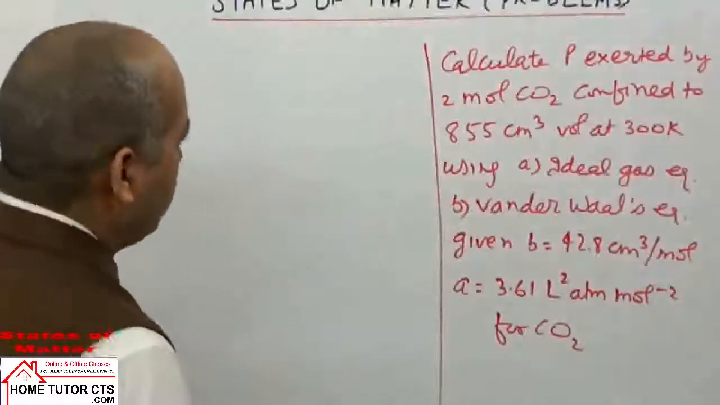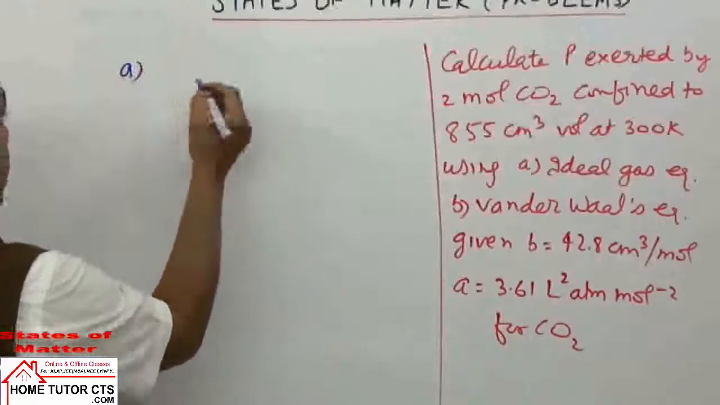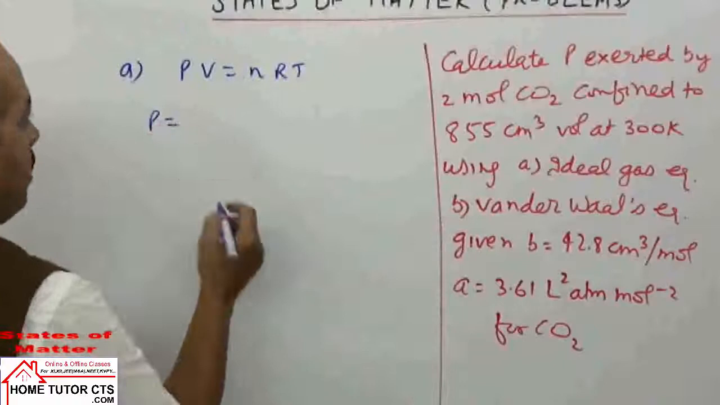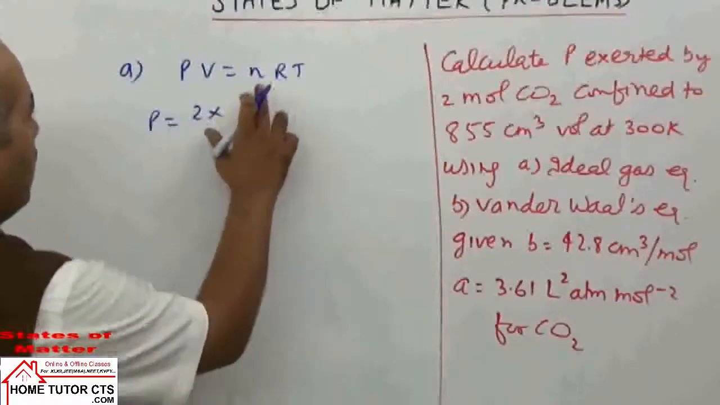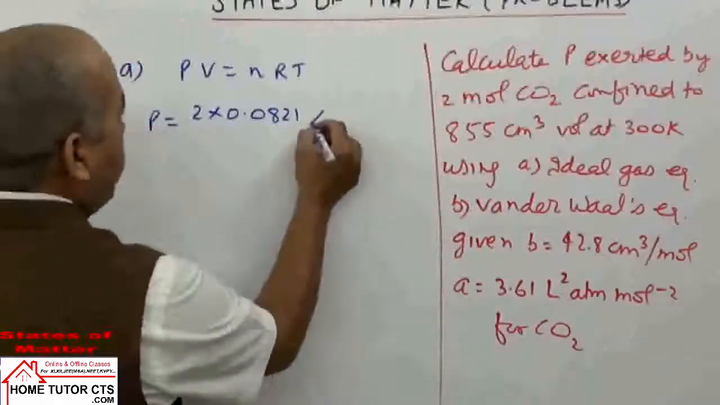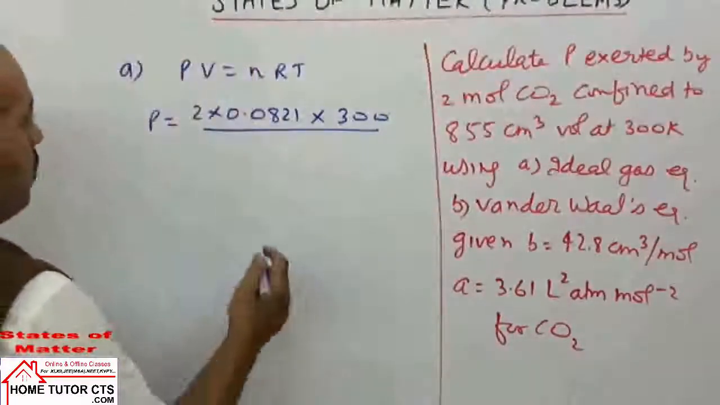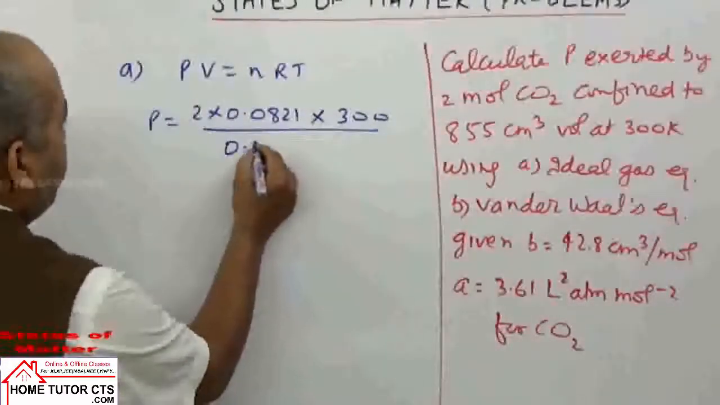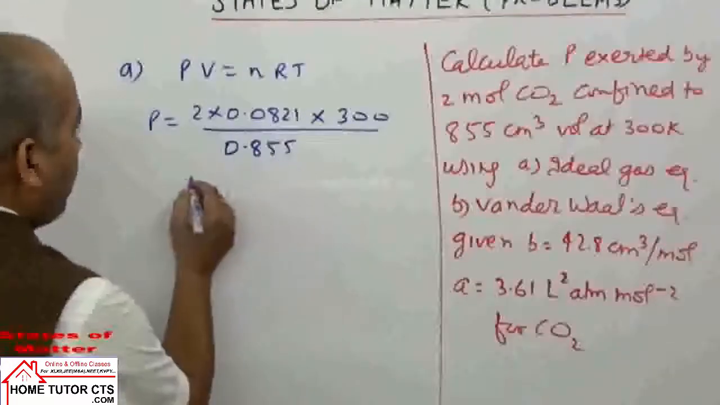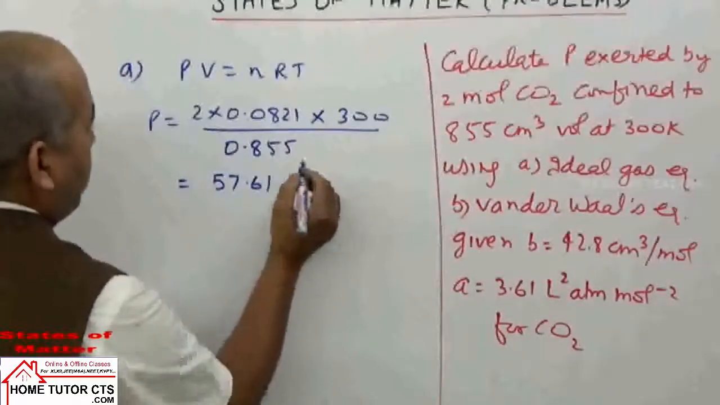Now coming on solution, see question very easy. For calculation of part A, ideal gas equation PV is equal to nRT. From your pressure is how much? nRT by V. What is n given? 2 moles. R gas constant 0.0821. Temperature in Kelvin scale already given to you, 300 Kelvin temperature. Volume to be taken liters. To take 855 by 1000, 0.855. As a volume taken here, on solving this volume, your pressure will come 57.61 atmosphere. Your one answer.